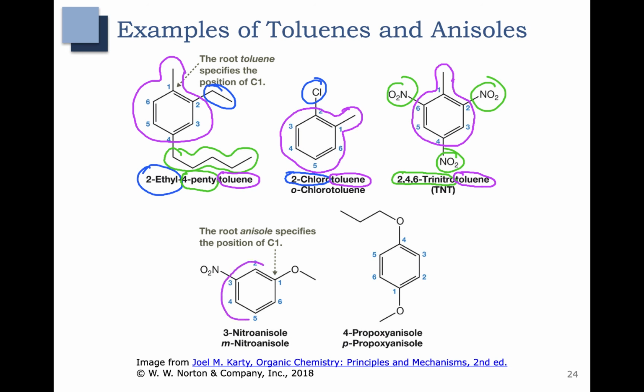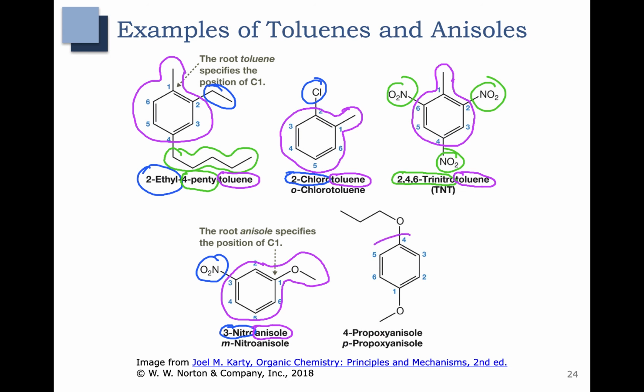The bottom 2 examples have anisoles. So you can see our parent chain for the anisole right here. The 1 has to go with the carbon attached to the anisole. And in this case, we number counterclockwise because that's where the next substituent is. So we have a 3-nitroanisole. You can also call this meta-nitroanisole or m-nitroanisole.